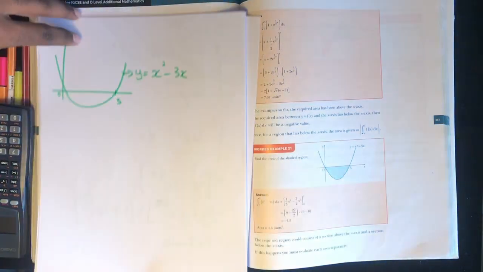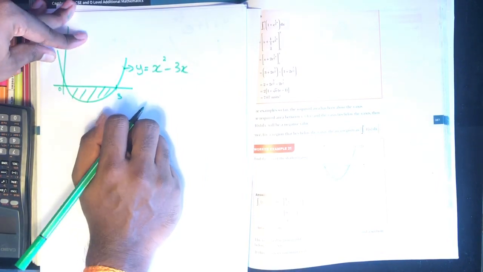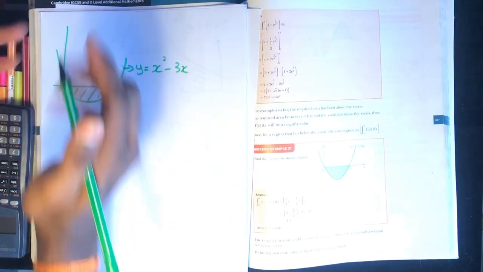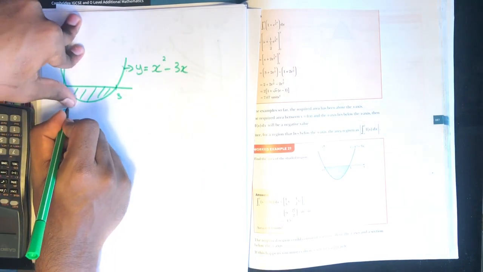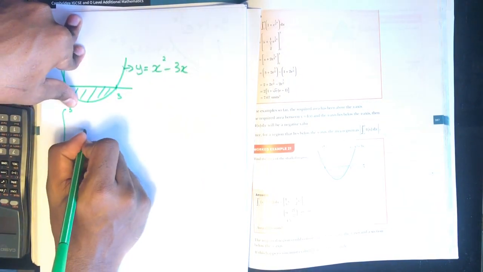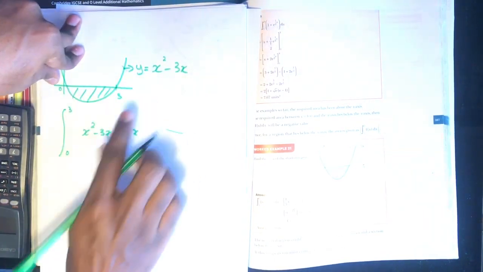So now I want to find the area bounded by the curve here. As I mentioned, we must take the big minus the small here, okay. So upper limit, lower limit. So I'm going to put here 3 and 0. Equation be x square minus 3x dx, okay, because bounded by the dx, okay.